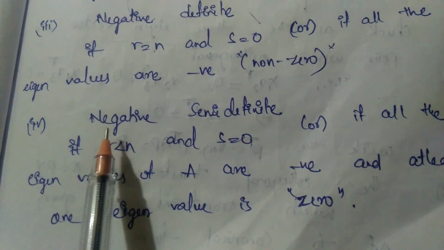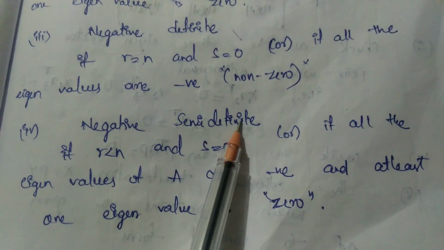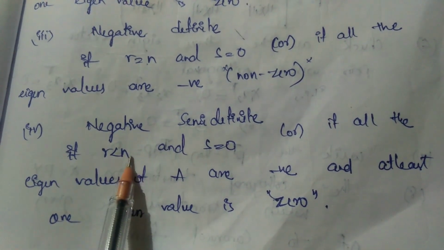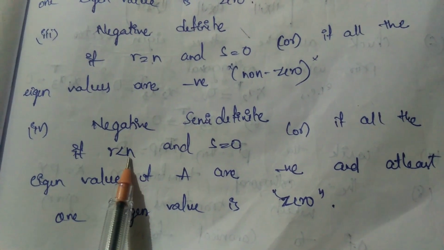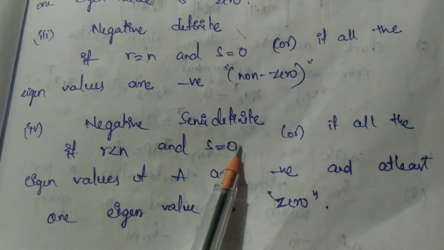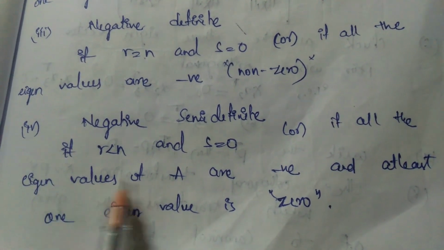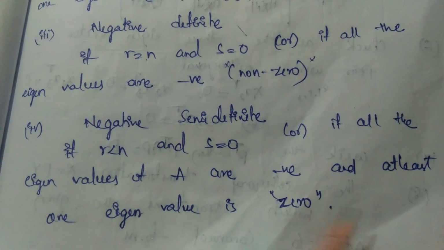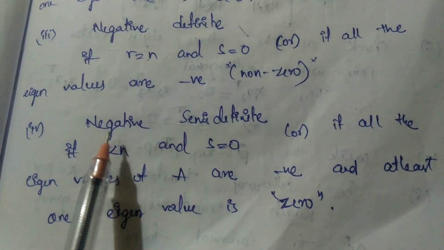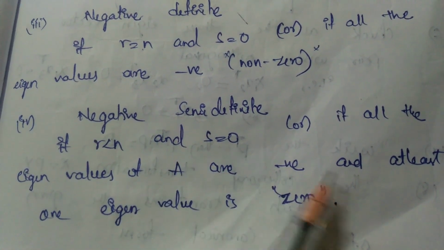And the nature of the quadratic form is negative semi-definite when r is less than n. It means the rank of the quadratic form is less than the number of variables and the index is equal to 0. Or we can say, if all the eigenvalues of A are negative and at least one eigenvalue is 0, then in this case also the given quadratic form is of the nature negative semi-definite.